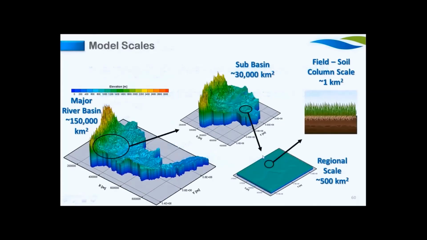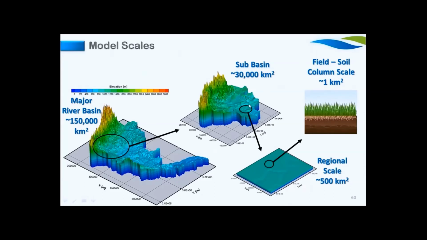So as I mentioned, we're looking at a number of different scales for this project. These will ultimately be nested models that share data between themselves. We'll start with the major river basin, which is at the order of 150,000 square kilometers. From there, we'll model the 4 major subbasins. So here's an example of the southernmost subbasin. It's about 30,000 square kilometers. It'll be modeled in more detail.